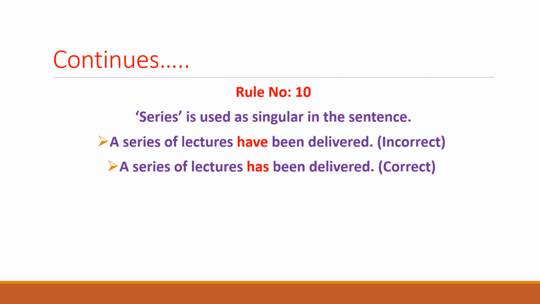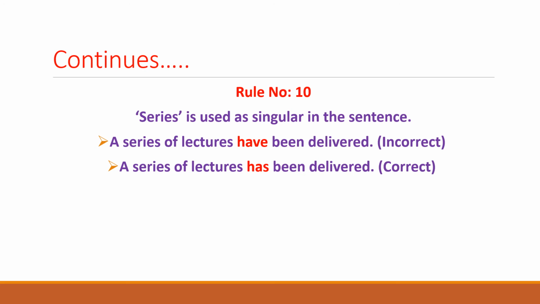Rule number 10 is that "series" is used as singular in the sentence. Apparently, if we look at the word series, it appears to be plural, but grammatically this is singular, despite appearing to be in the plural form. So if it is singular, it would also take the singular verb or singular helping verb.